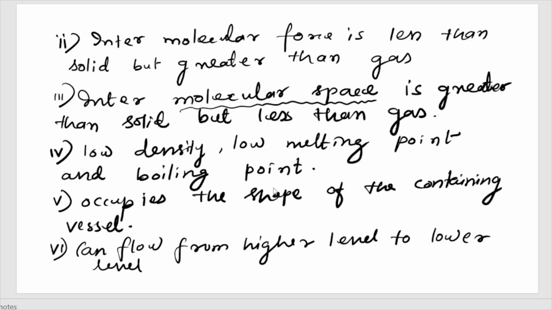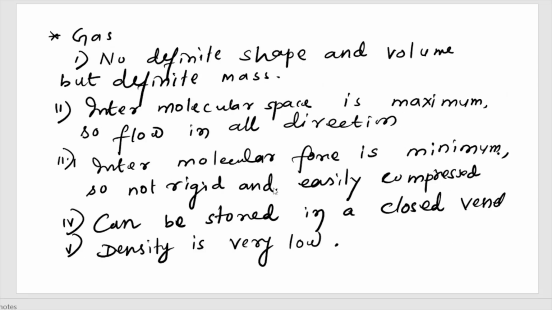Density is interrelated with the melting and boiling point. Liquids occupy the shape of the containing vessel. If you put any liquid in a container of any shape, it occupies the shape of the container and can flow. Now, a solid cannot flow because its particles, molecules, are very highly closed. But here, liquids can flow from a higher level to a lower level because the gap is more. That is called flowing nature.